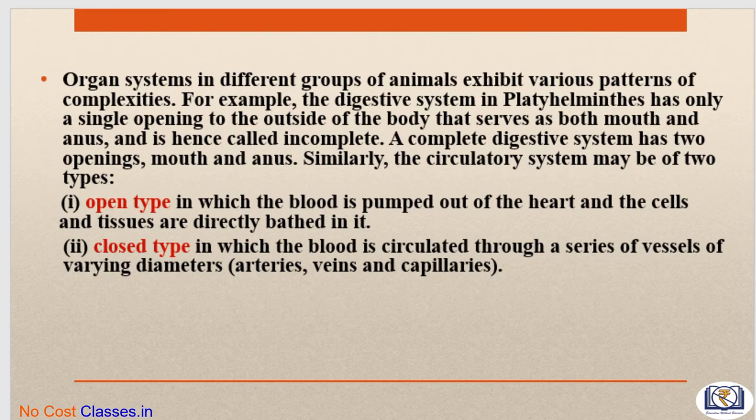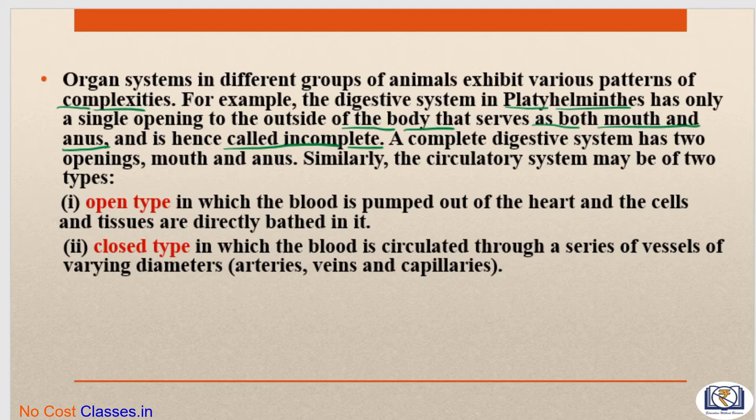The organ systems in the different groups of animals exhibit various patterns of complexity, obviously. For example, the digestive system in platyhelminthes has only a single opening to the outside of the body, right? Single opening means the same opening is responsible for taking in food and for excretion as well. That serves as both mouth and anus. Hence, they are called incomplete.